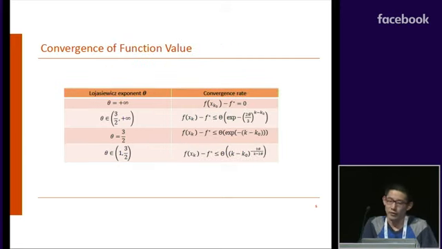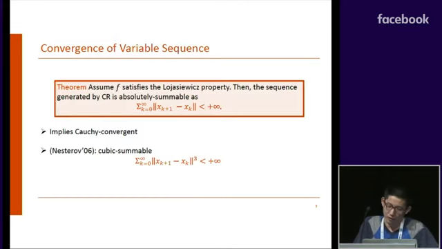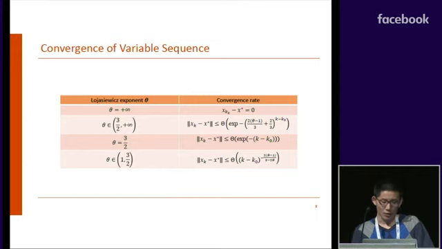We also show that the convergence of function value ranges from sublinear to superlinear depending on the parameterization of theta. We also study the optimization path of cubic regularization, and we show that the entire optimization path has finite length. It is also absolutely summable. This result strengthens the existing result where only cubic summability was established. We also show that the convergence rate of the variable sequence also depends on the parameterization of the Łojasiewicz exponent theta.